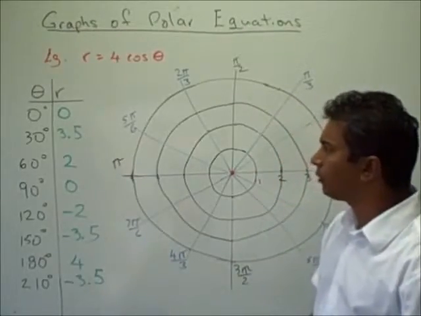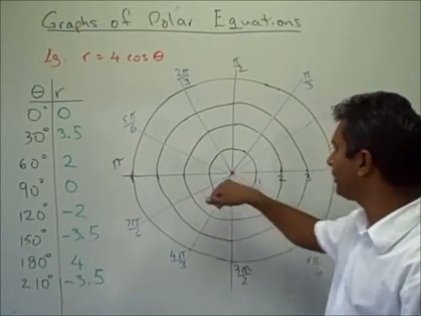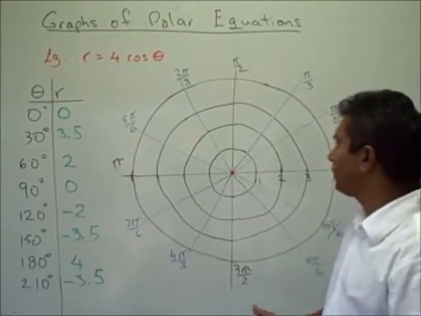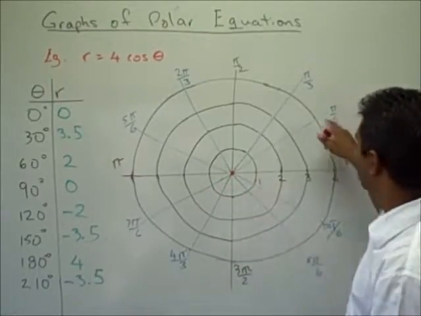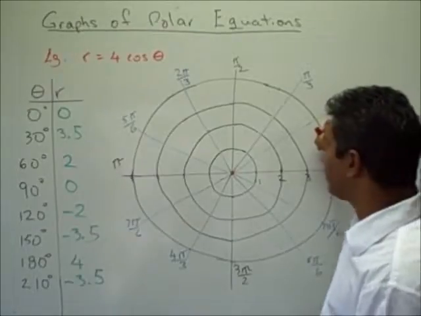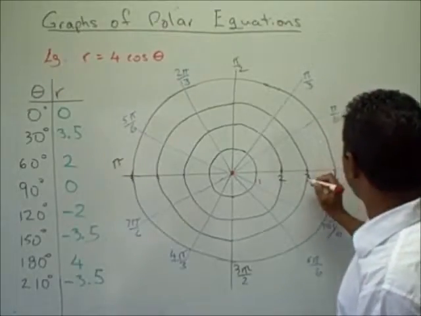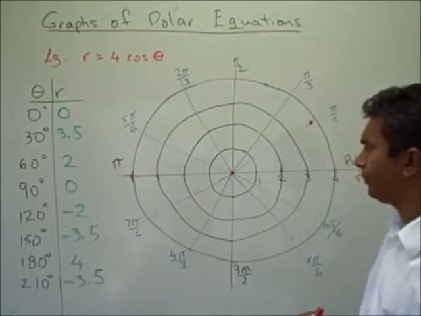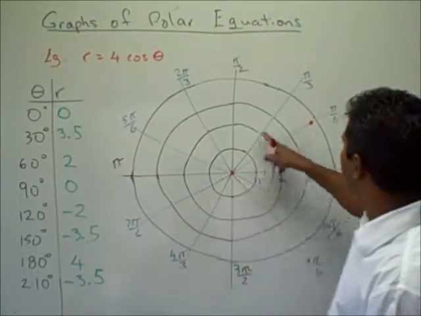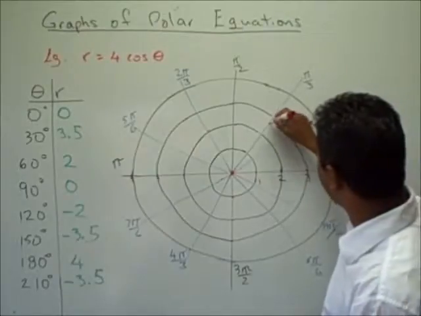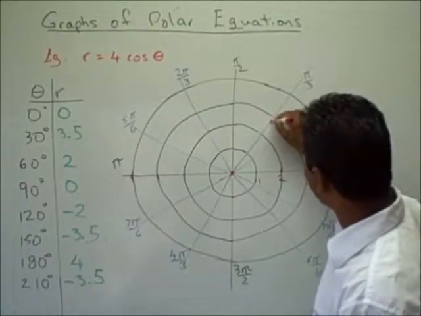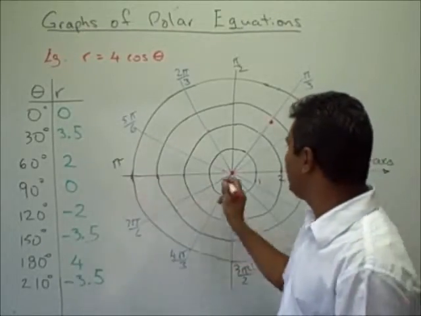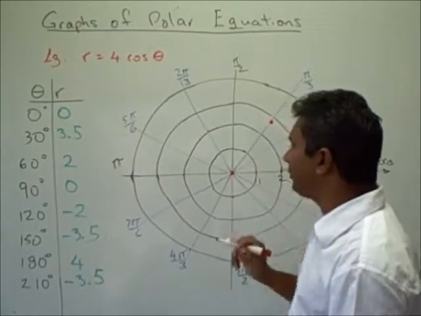Now let's look at plotting our points. Our first point is 4, 0, which is on the polar axis. Then for 30 degrees, which is the same thing as pi over 6, we have 3.5. So 3.5 and pi over 6 is approximately here. When 60 degrees, we have 2. So it's approximately 2. 90 degrees, back to 0.